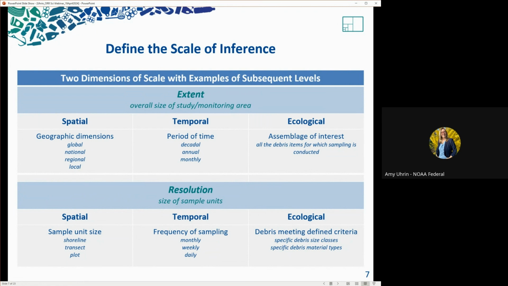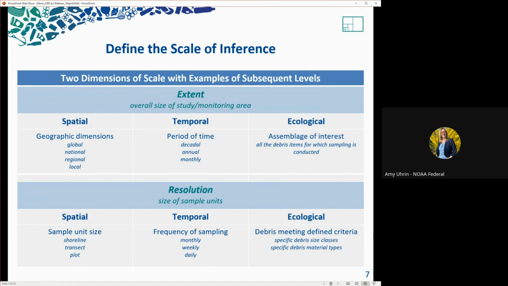So if you think about spatial resolution, that's the actual dimensions or size of the sampling unit that you're looking at. So you might be monitoring an entire length of shoreline. You might be just looking at a transect. You might just be looking at a plot.